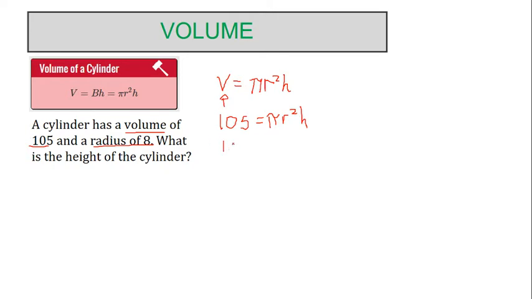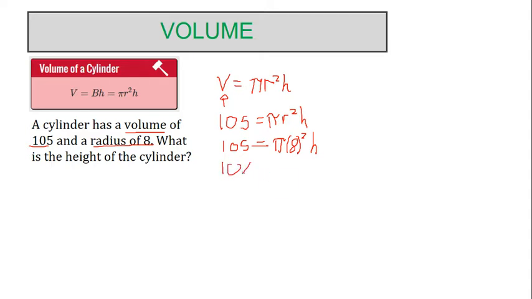So now I know that 105 is equal to pi times the radius, which is 8, squared, times the h. Notice that we've written an equation that only has one unknown, in this case the height. When we have an equation that only has one unknown, we can use our inverse operations to solve. So I'm going to go ahead and simplify this left-hand side a little bit.